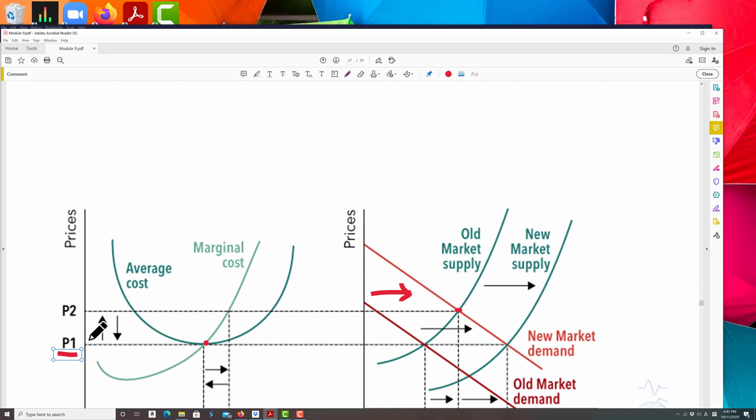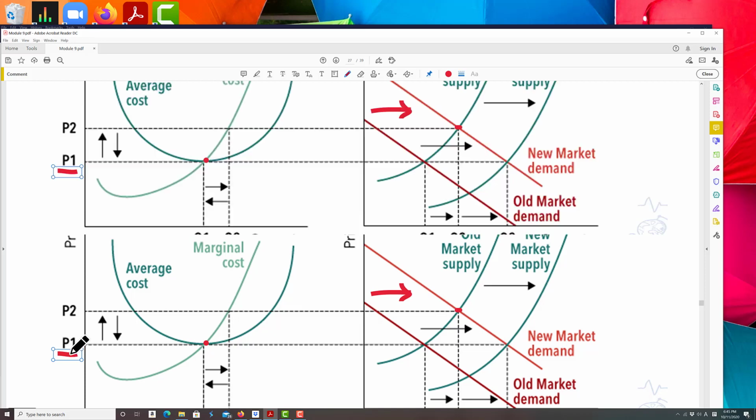Well, every firm is earning positive profit, so the number of firms N will increase, thereby shifting the market supply schedule to the right. This rightward shift of the supply schedule continues until a new equilibrium price equal to the old equilibrium price is reestablished at P1.